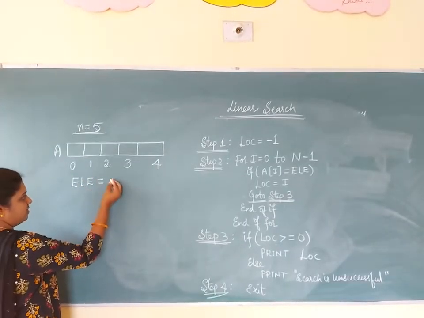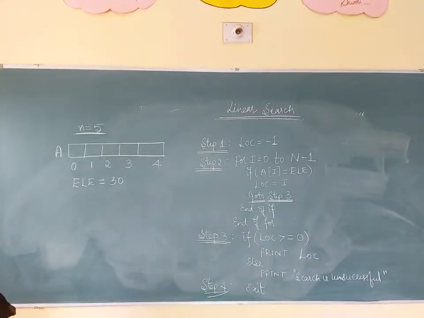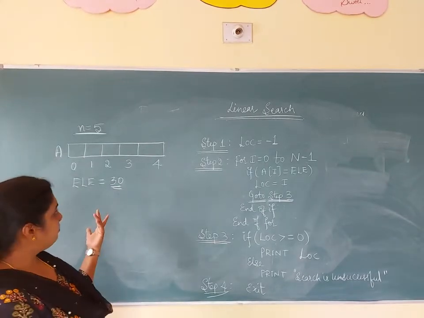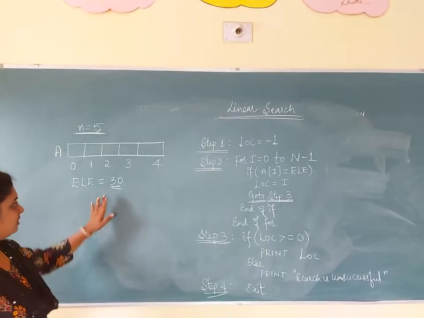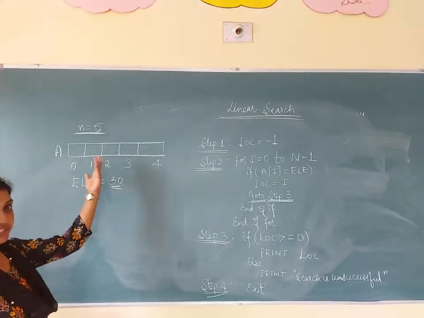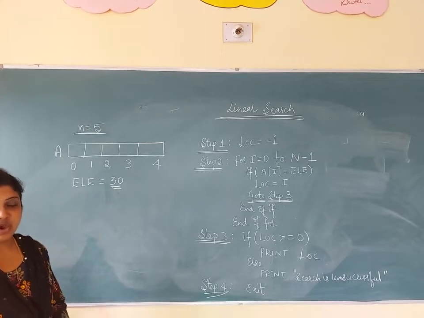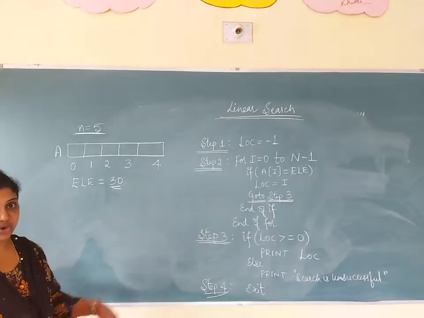Now, in this array, I want to find an element 30. Can you tell in which position it is stored? No, it is impossible to find, right? It is impossible to tell in which position 30 is present. Sometimes 30 is not there in the array. So how are we going to find whether the element 30 is present or not?